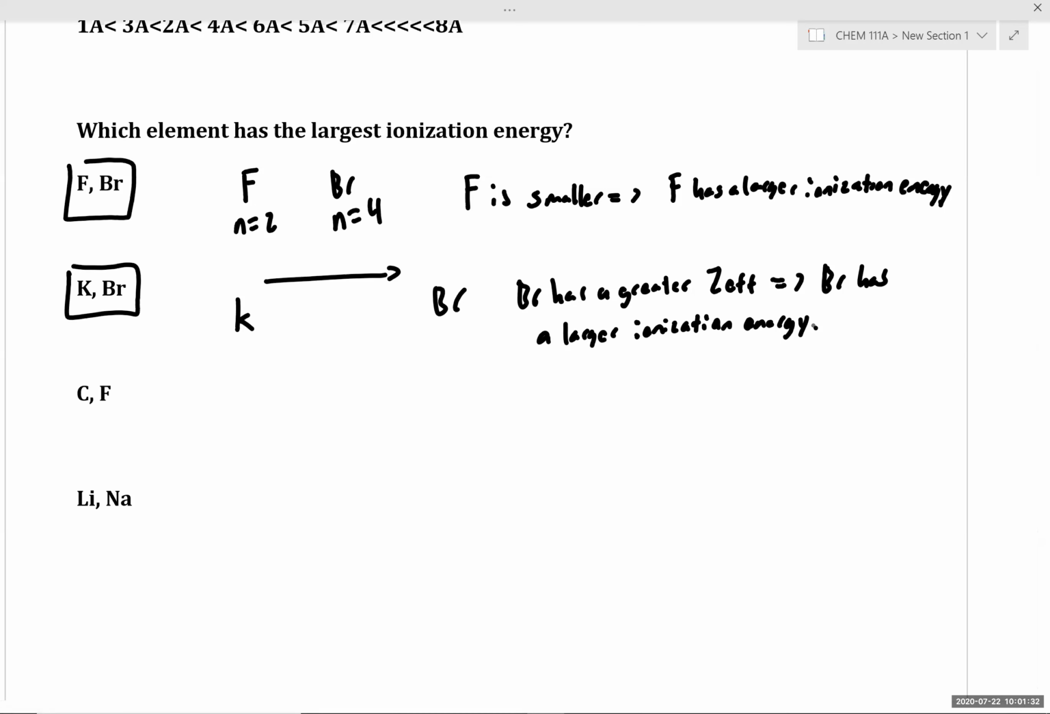Okay, so with these two representative examples established, I'd like you to identify for the following two pairs of atoms which element would have the largest ionization energy. And we'll discuss this example in about 4 minutes.